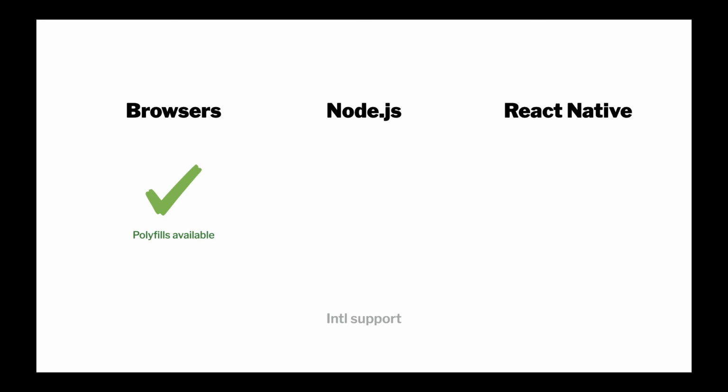So you just polyfill in case the browser that you want to support doesn't have support for this standard. In Node.js, it's built in, starting with version 13. And in React Native, it's disabled by default because it's a pretty large API. It has a few megabytes, but you can just flip a flag from false to true, and you get support for internationalization in React Native.